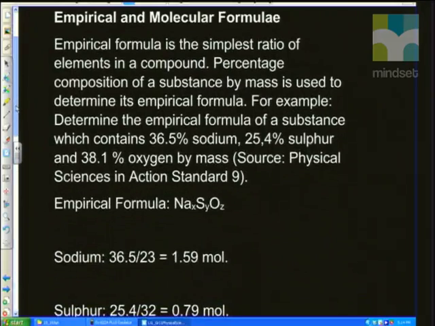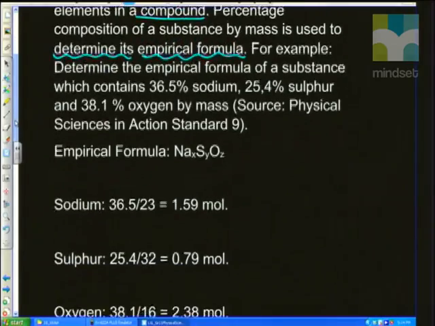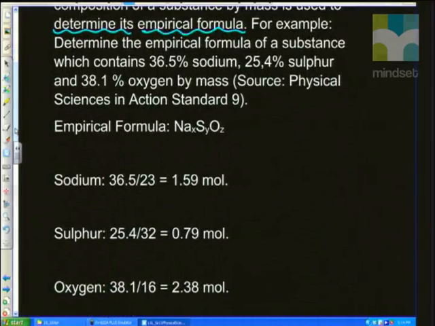Empirical and molecular formula. Empirical formula is the simplest ratio of elements in a compound. Percentage composition of a substance by mass is used to determine what we call the empirical formula. For example, let's look at this one here. A substance contains 36.5% sodium, 25.4% sulfur, and 38.1% oxygen by mass. If it is by mass, we can convert these percentages into grams. We can say this is mass.